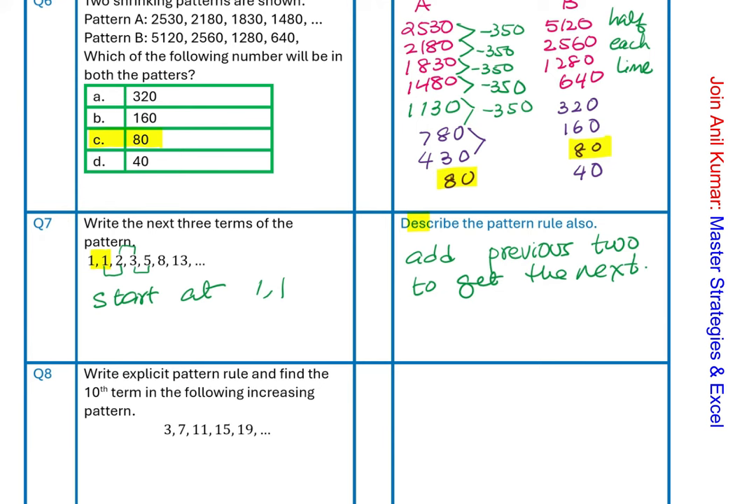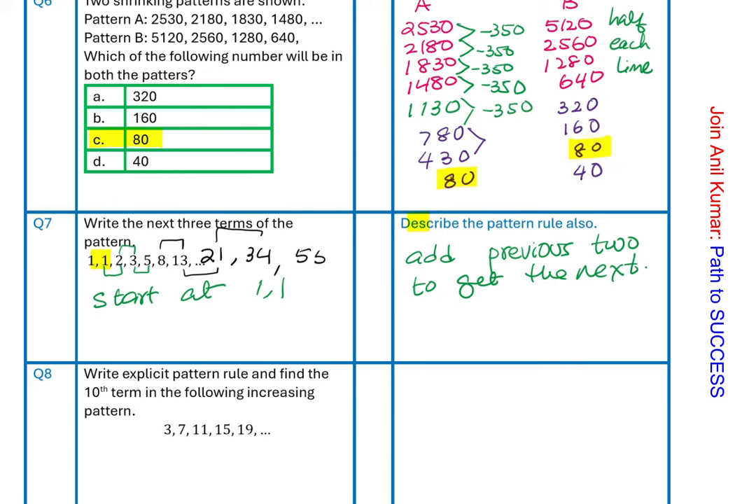So what could be the next three numbers? So you can add 8 and 13, which gives you 21, right? And then you add 21 and 13, which will give you 34. And now you add these to get the third number, which is 55. So the next three terms are 21, 34, and 55. Very interesting question. Great.